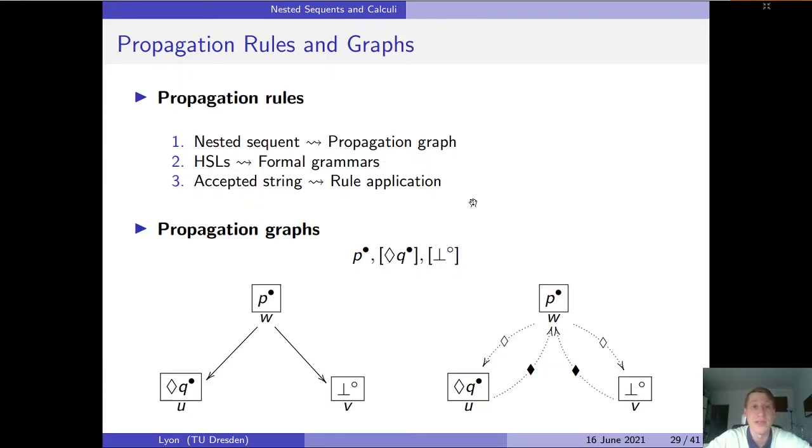So essentially, nested sequents get turned into propagation graphs, Horn-Scott-Lemmon axioms into formal grammars, and then you pattern match strings that are derivable in these formal grammars to propagation graphs and propagate formulae to the end of those paths.